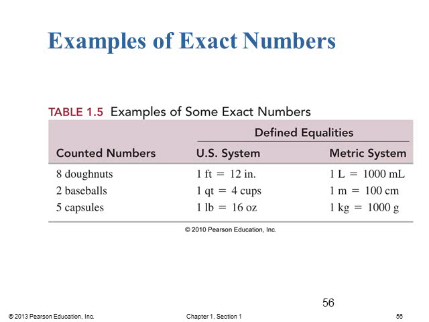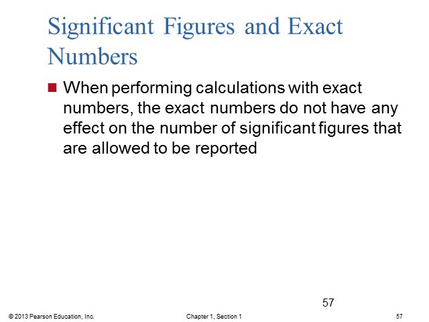All right, and so these are just some other examples of these exact numbers and some conversions. I'm not going to ask you to memorize any of these U.S. system measurements and conversions, but you will have to learn how to convert some of these metric units. And so we'll get into that in another part of the chapter. But the important part about these exact numbers is that they have no effect on the number of significant figures that are allowed to be reported when performing calculations. And that's key.